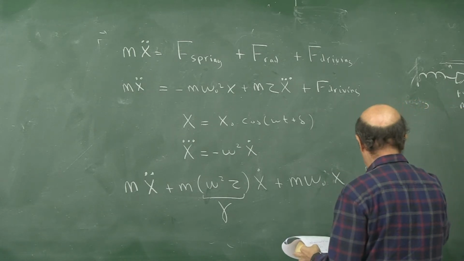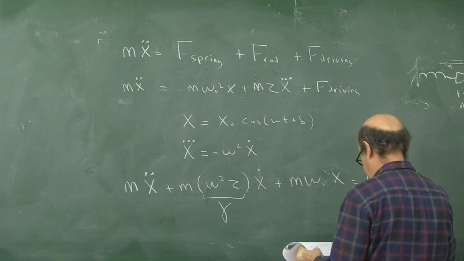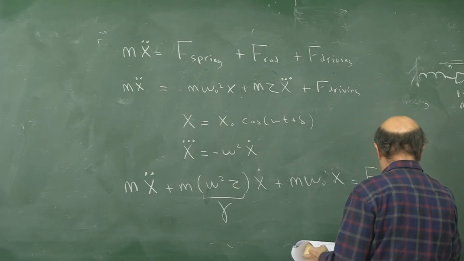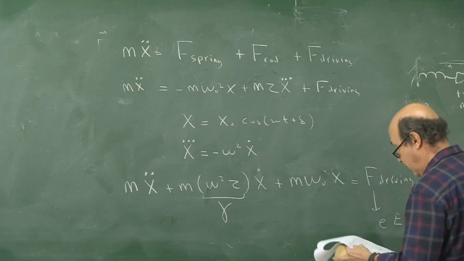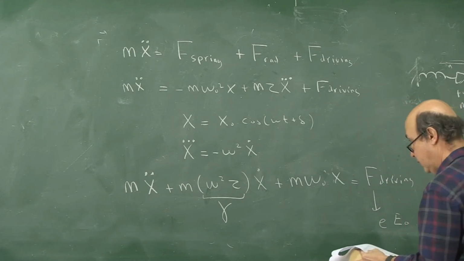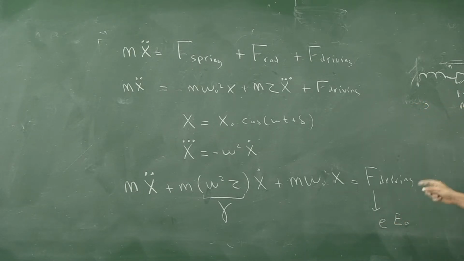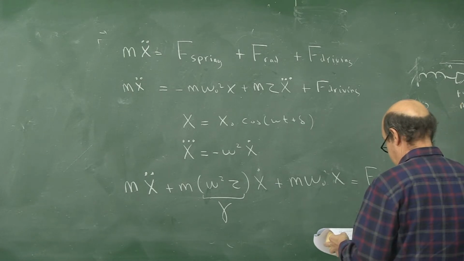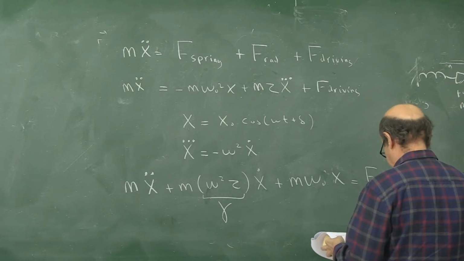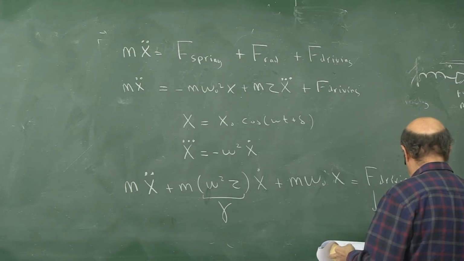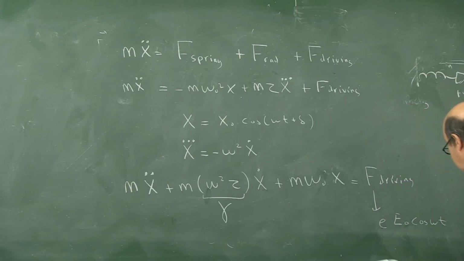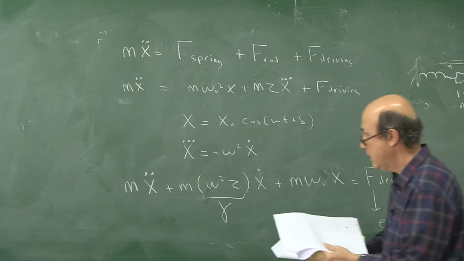F driving will be the charge in the molecule or atom, times the amplitude of the oscillating field E0, times cosine omega t. So let us take this as the driving force. This is the incoming electromagnetic wave on the bound charges, the molecules.